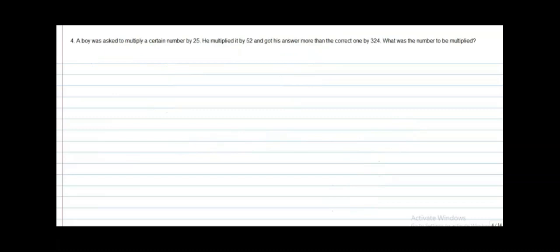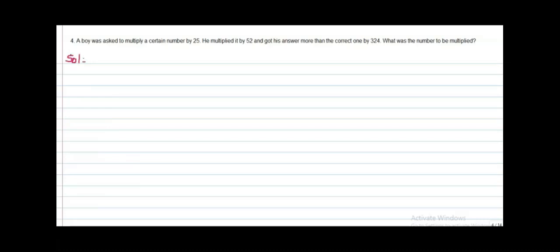A boy was asked to multiply a certain number by 25. He multiplied it by 52 and got his answer more than the correct one by 324. What was the number to be multiplied? Right. We have understood the question. Let us move on to the solution.